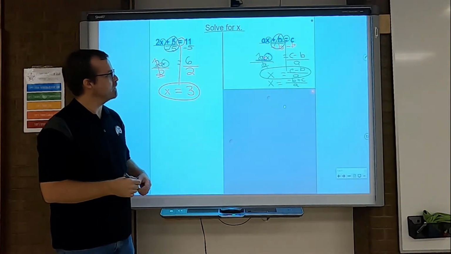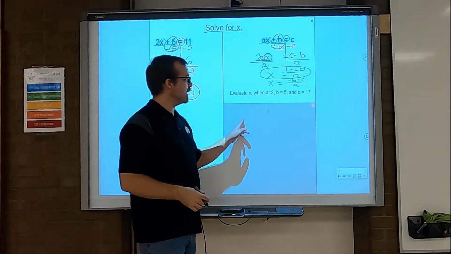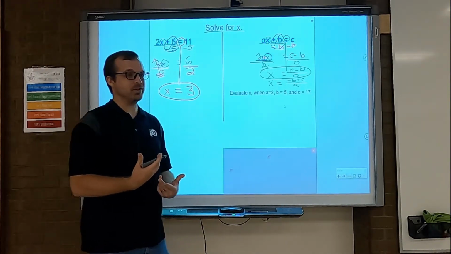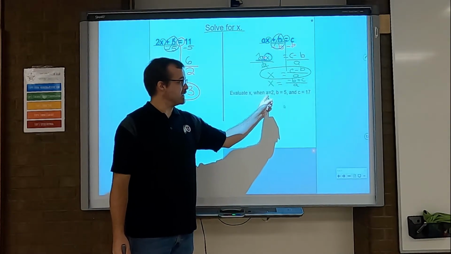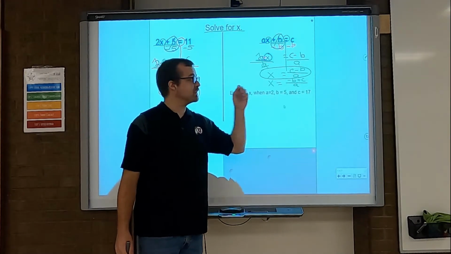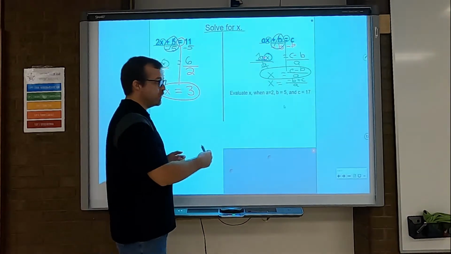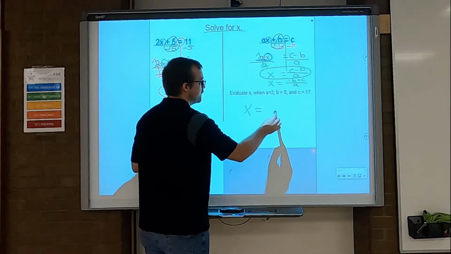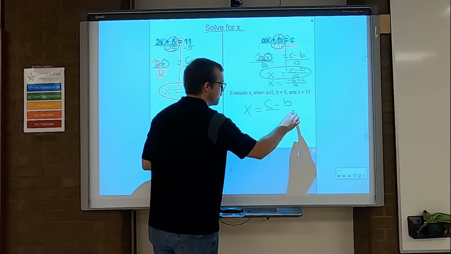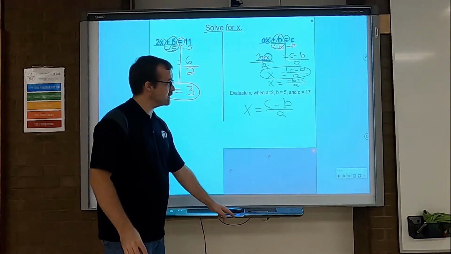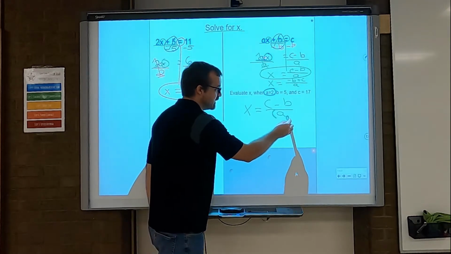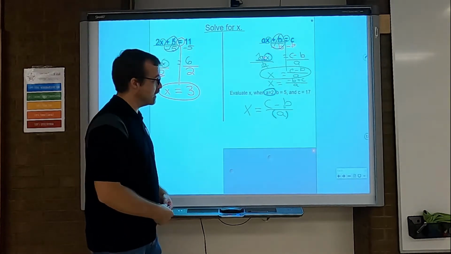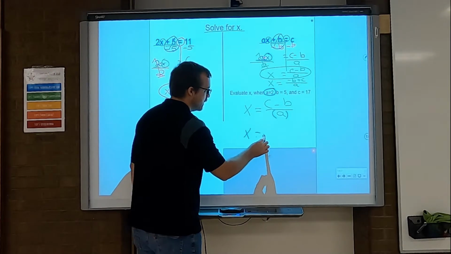Okay? So the next step after this is now to actually apply the literal equation that we just solved for, okay? We're going to evaluate x when a is 2, b is 5, and c is 17. I'm going to go ahead and rewrite this down here so you guys can see exactly what we're doing. C minus b all over a. And so first things first, it says that a equals 2. So I need to replace this a with 2, and that's called substitution. So let's go ahead and do that really quick.